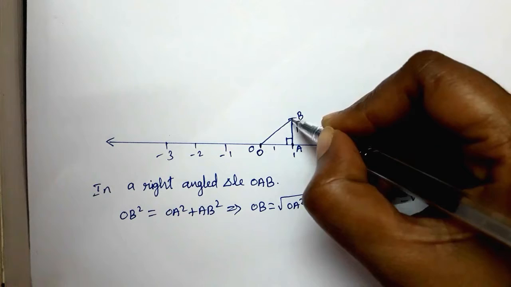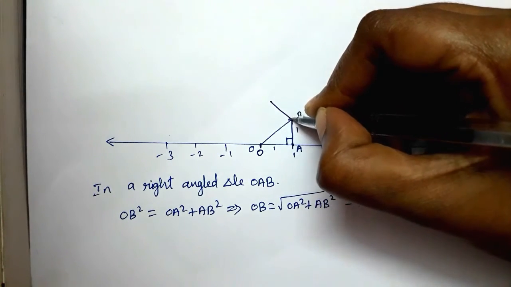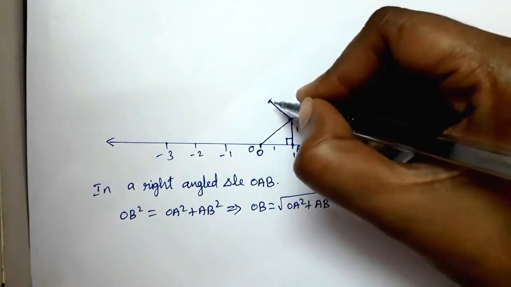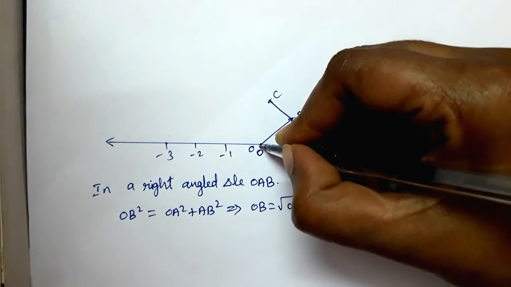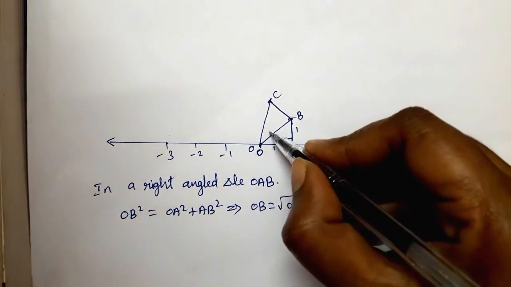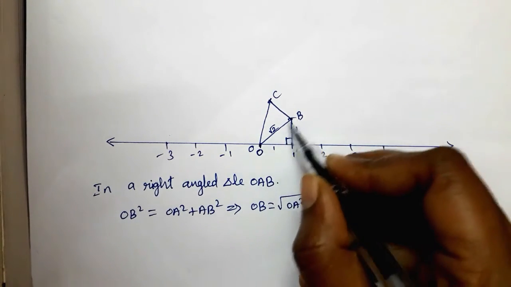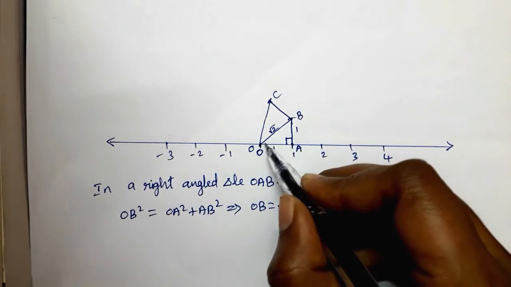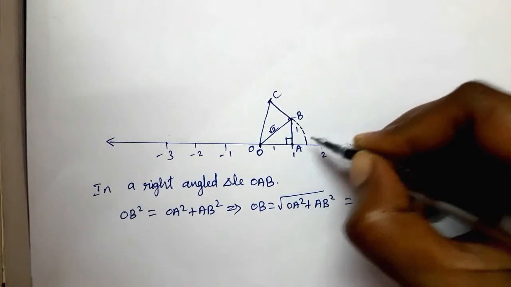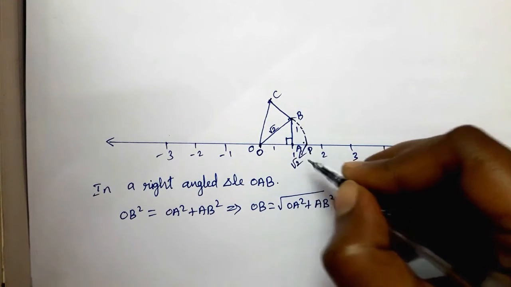Now draw a perpendicular line. After that, cut 1 unit. Now name this point C and join OC. We already found OB is root 2, so we write here OB equals root 2. Now with O as the center and OB as the radius, draw an arc which intersects the number line at this point P. Now this is root 2 on the number line.